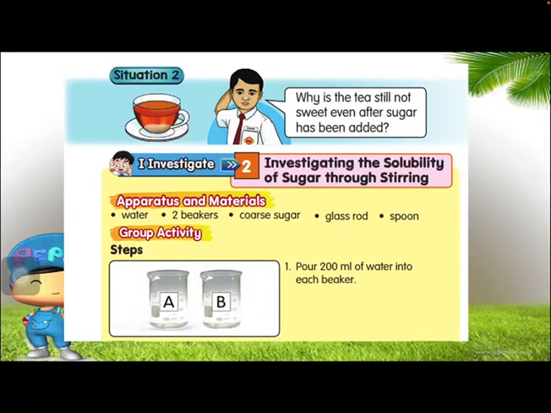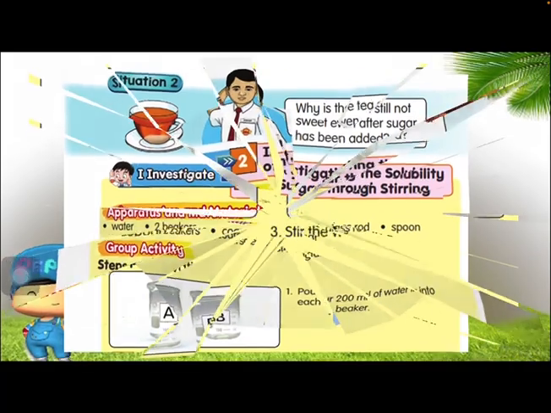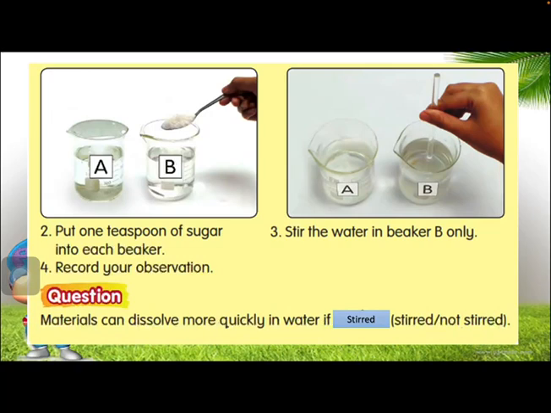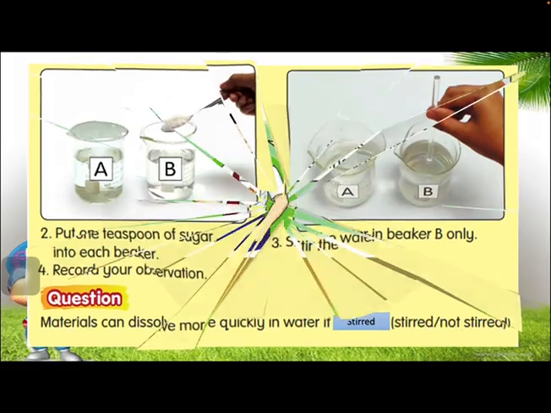Why is the tea still not sweet even after sugar has been added? Let's investigate. Step 1, pour 200 milliliters of water into each beaker. Then put 1 teaspoon of sugar into each beaker. Step 3, stir the water in beaker B only. Record your observation. So the answer is materials can dissolve more quickly in water if stirred. If you do not stir, you cannot taste the water sweet.